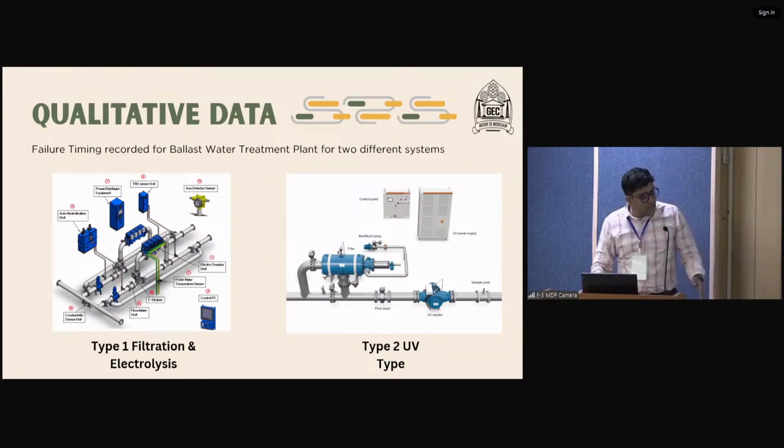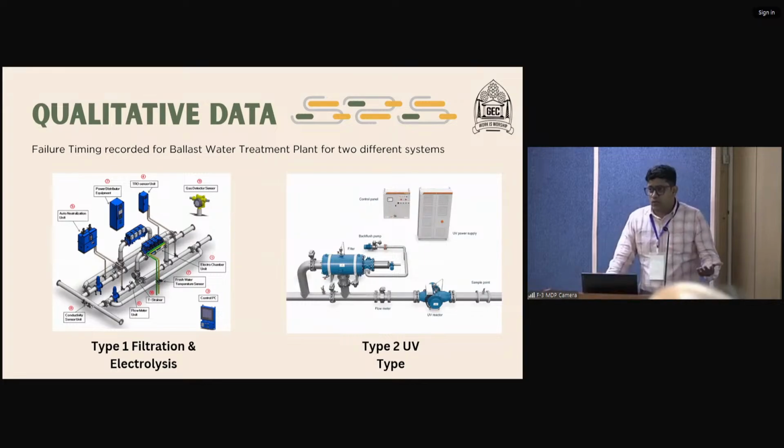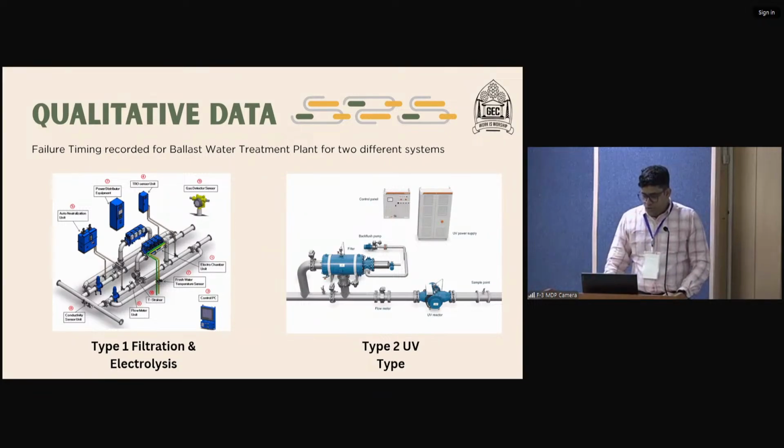These are the two systems. On the left hand side, I have called it type 1, but it is basically a filtration and electrolysis. And the second one is type 2, that is the UV system. These are the two systems which I have chosen. There are other systems also in the market, but because of my knowledge, I know the other systems are not preferred, and these are the two systems which are preferred. Now, within these two systems, I want to know which is the better one for my research.